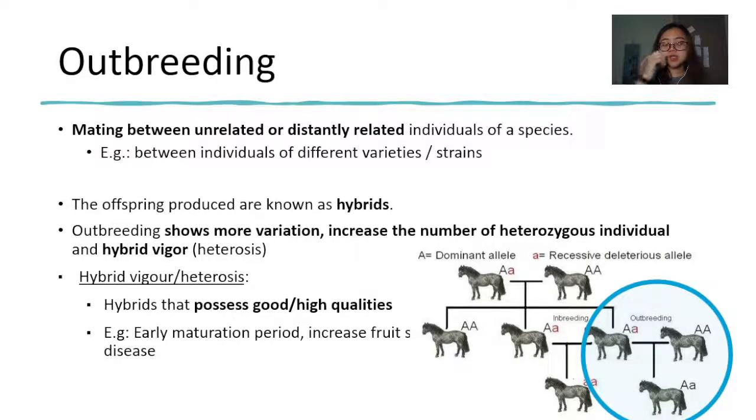So that brings us to the end of inbreeding. So now we'll go into the second type of artificial selection, which is outbreeding. Outbreeding is the mating between unrelated or distantly related individuals of a species.